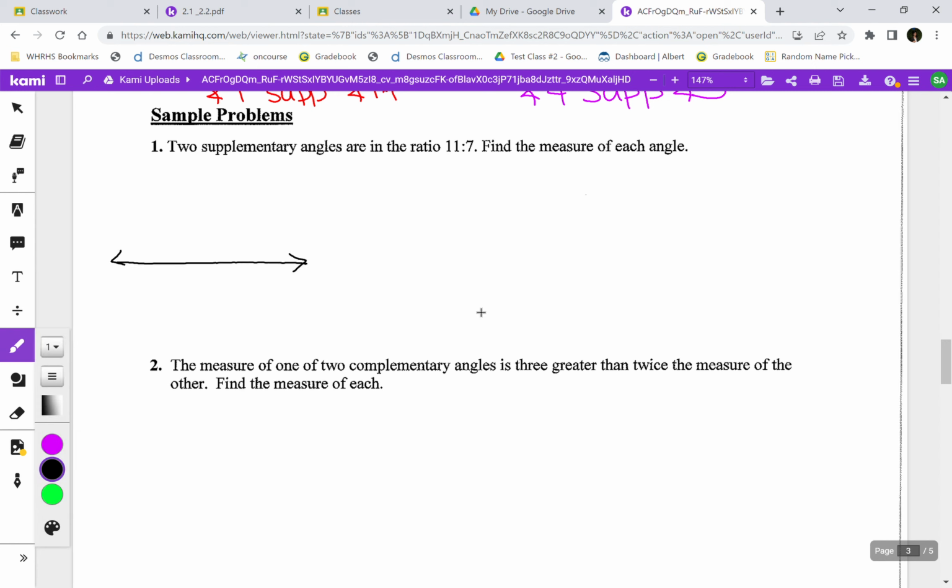And then it said two supplementary angles. So I'm going to split this angle into how many angles? The straight angle into? Two, because it says two supplementary angles. So there's my two angles. Now, some people had difficulty with this. All right, when it says the ratio of 11 to 7, I can't write 11 and 7. I cannot write just 11 and 7.